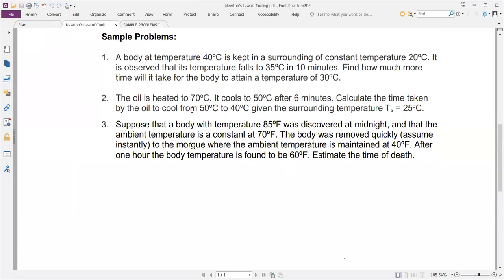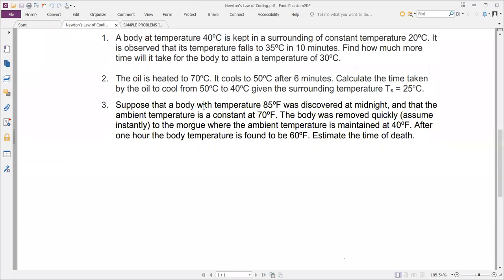Suppose that a body of a dead person with temperature 85 degrees Fahrenheit was discovered at midnight. It was found somewhere, and the ambient temperature in the location where it was found is 70 degrees Fahrenheit. Now, the body was removed quickly from that environment, and we are to assume that it's instant. The transfer of the body from the surrounding where the dead body was found is almost instant.